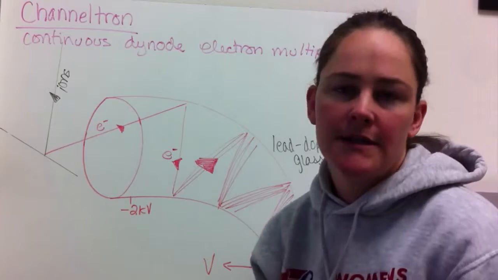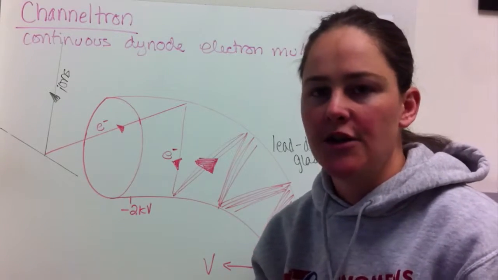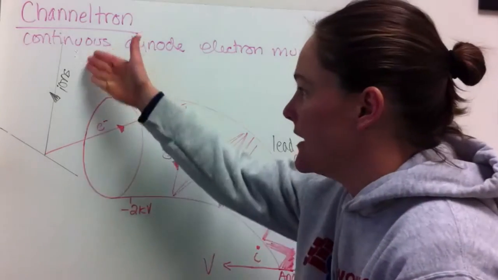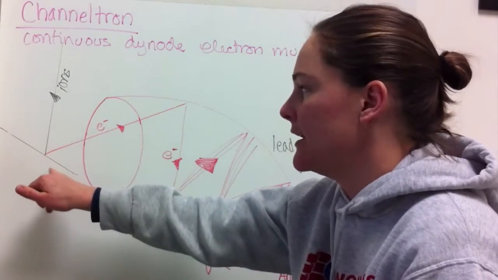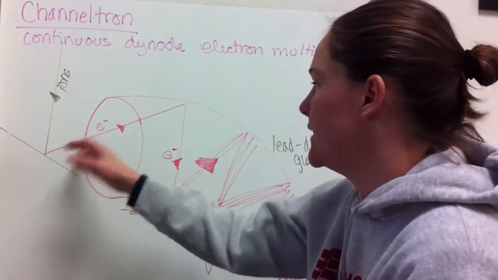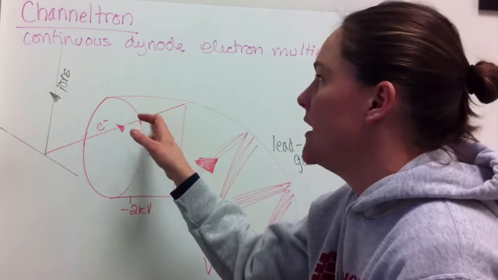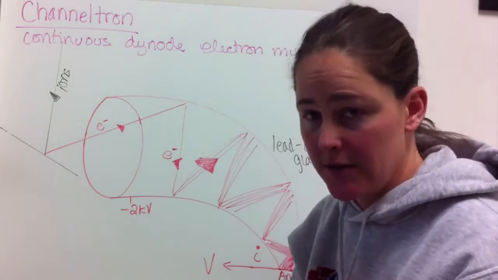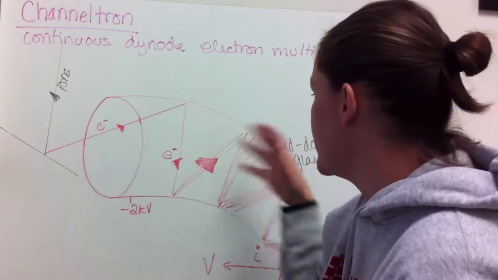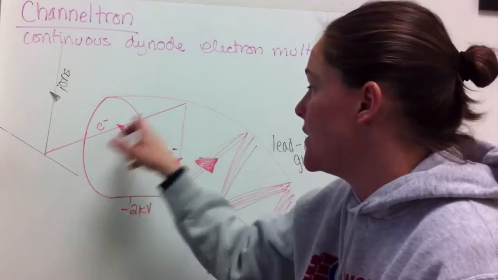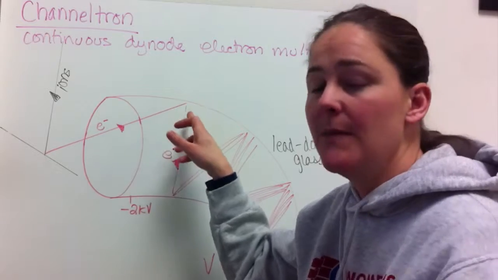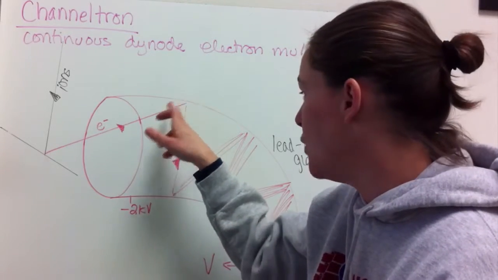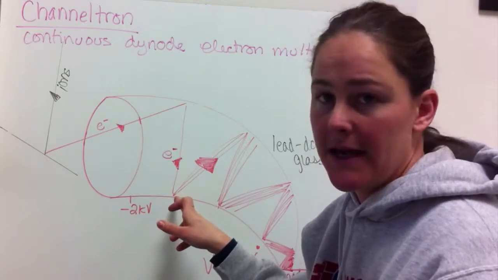A channeltron works really similarly to the other electron multiplication methods, except that it has an external way of converting ions into electrons. And so electrons come into the channeltron, which stands for continuous dynode electron multiplication, so it doesn't have discrete dynodes like we've seen before. Instead, it has this lead-doped glass, and so every time an electron impacts the wall, then you have electron multiplication.